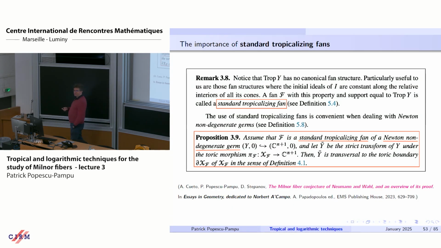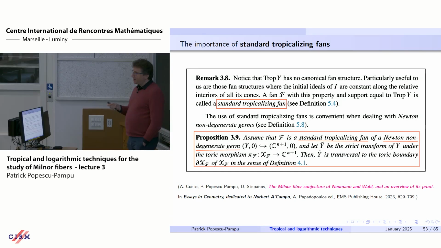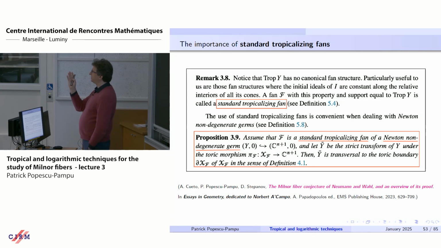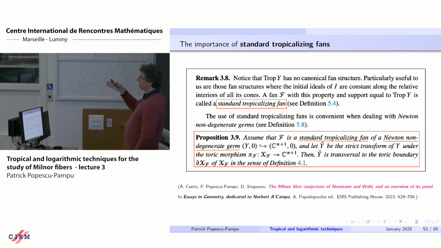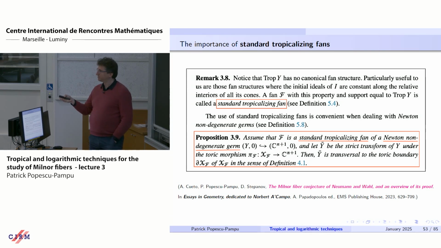So let us see now. I said that once we have local tropicalization, we want to modify our germ using a fan which supports the local tropicalization, but not any fan. In fact, we have to care about a special property. Once we have a fan, we will look at the weight vectors moving in the relative interior of a cone. And what we want there is that the corresponding initial ideals be constant. And such a fan always exists. And we call this a standard tropicalizing fan.